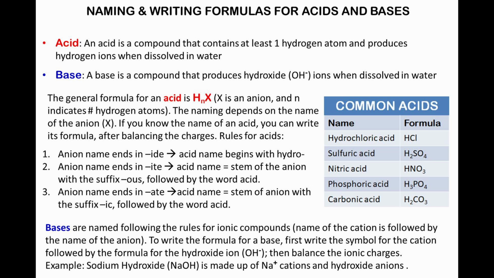Bases are named following the rules for ionic compounds. The name of the cation is followed by the name of the anion. To write the formula for a base, first write the symbol for the cation followed by the formula for the hydroxide ion, then balance the ionic charges. Example: sodium hydroxide, NaOH, is made up of sodium cations and hydroxide anions.